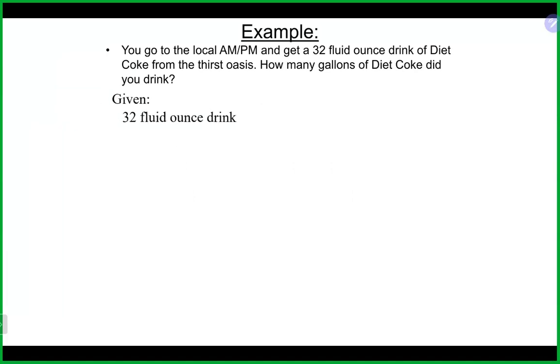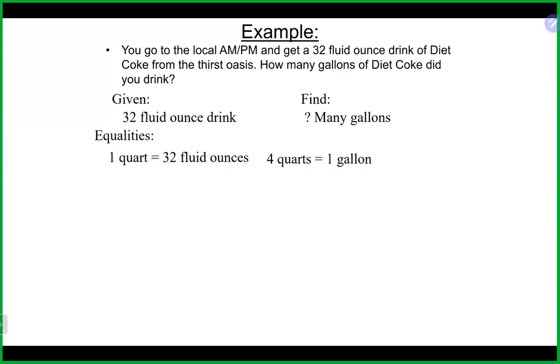All right, you go to the AM PM and you get a 32 fluid ounce drink of Diet Coke from the Thirst Oasis. Crushed ice, cubed ice, your choice, I guess, right? We want to know how many gallons of Diet Coke is that. So set it up using dimensional analysis. Here are a couple of equalities that might be helpful and see what you get.